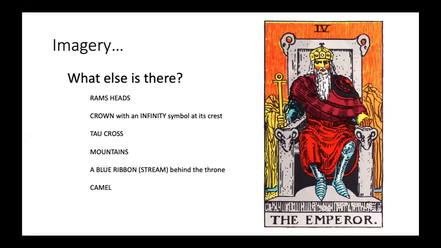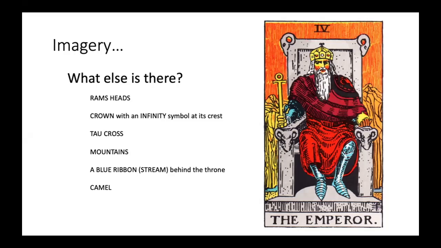There is a crown, but notice the crown not only has jewels on it, but it has an infinity symbol at its crest. So this ruler has a connection to infinity, is aware of the infinity. There's a tau cross in the background. There are mountains. Are they mountains that he has climbed to settle the land? Are they mountains that he is actually going to eventually explore, or has he explored them?